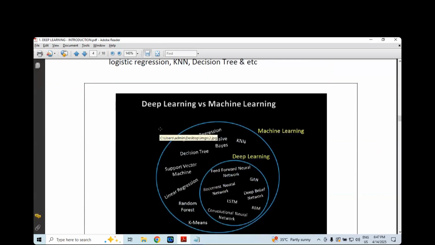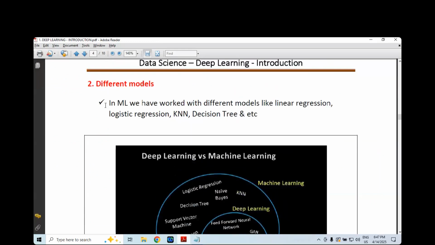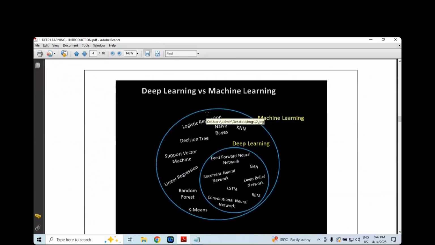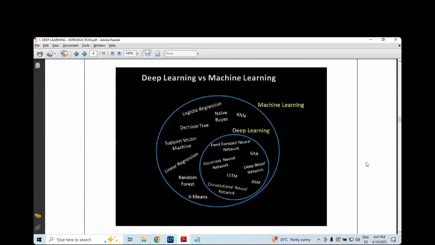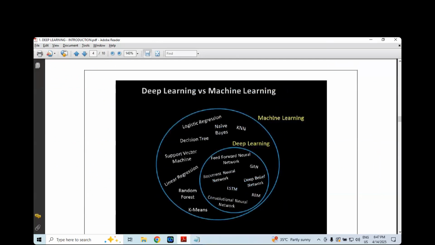Come and look at my screen. Different models. In ML, we have worked with different models like linear regression, logistic regression, KNN. This is the important diagram. If you closely observe machine learning, we covered everything: logistic regression, Naive Bayes, KNN, decision tree, SVM, linear regression, random forest, K-means clustering. These are all commonly used algorithms in real time. You should not skip even one algorithm. After that, deep learning.